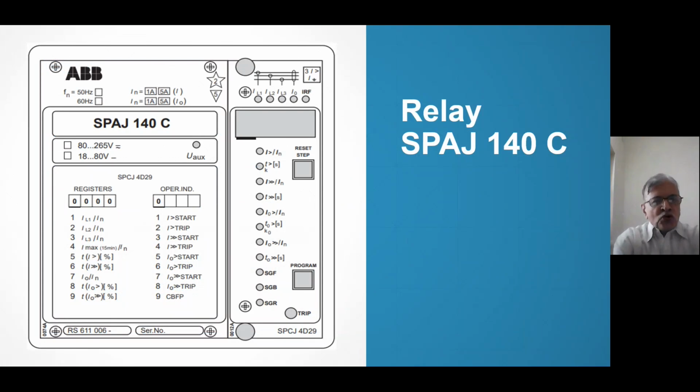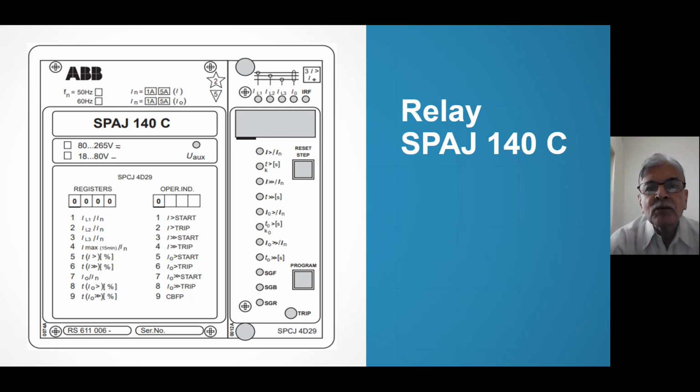This is how the relay looks like. The relay panel looks like this. ABB name, 50 hertz, 60 hertz, both versions are available. IN you can use 1 ampere, 5 ampere, both in same relay. It depends upon how you wire the terminals, right?